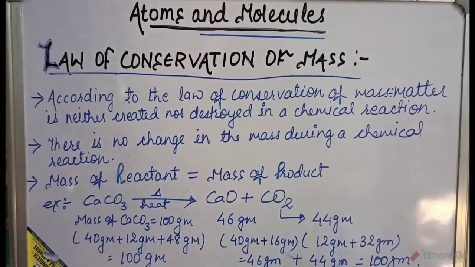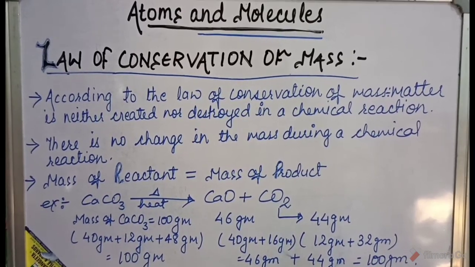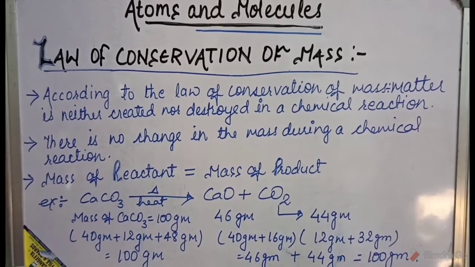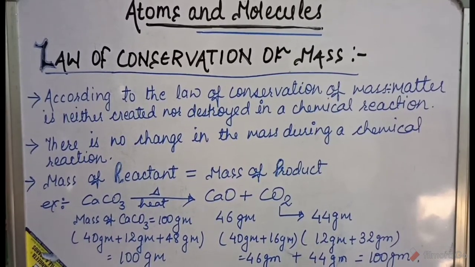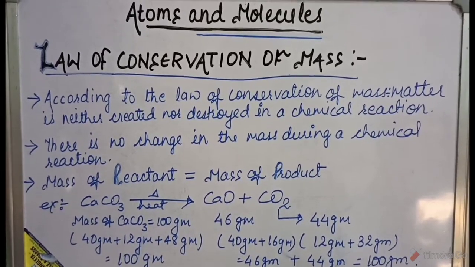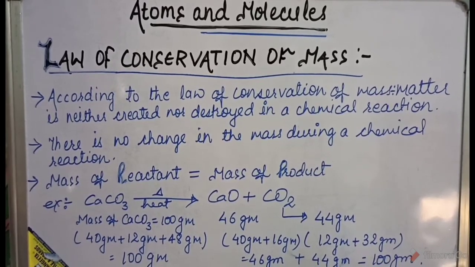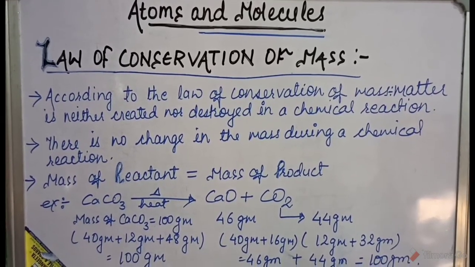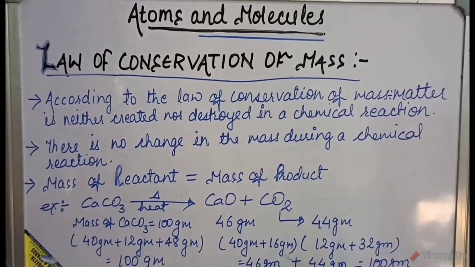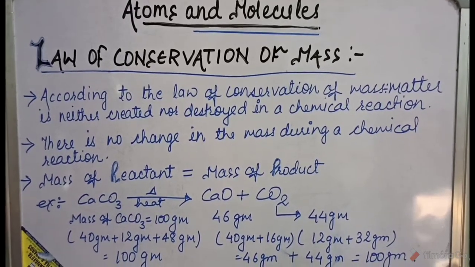According to this law, or law of conservation of mass, matter is neither created nor destroyed in a chemical reaction. There is no change in the mass of reactant and product during a chemical reaction. So mass of reactant equal to mass of product. What is reactant? Substance which take part in a chemical reaction are called reactant, and product, the new substance which we obtained after a reaction, is called product.